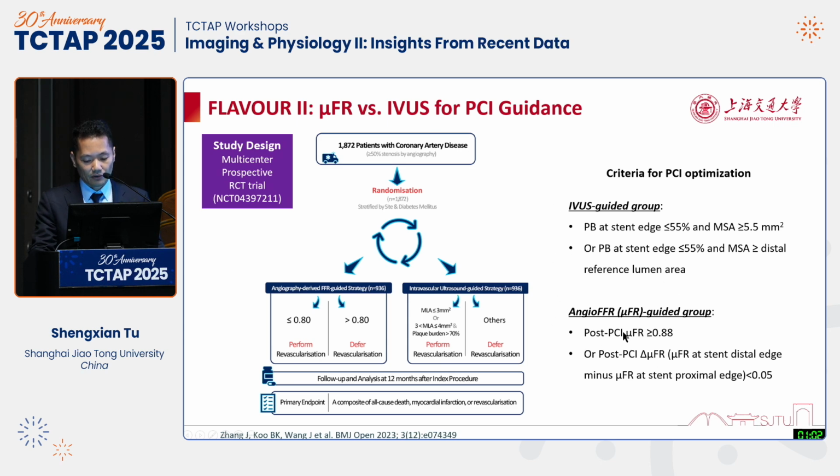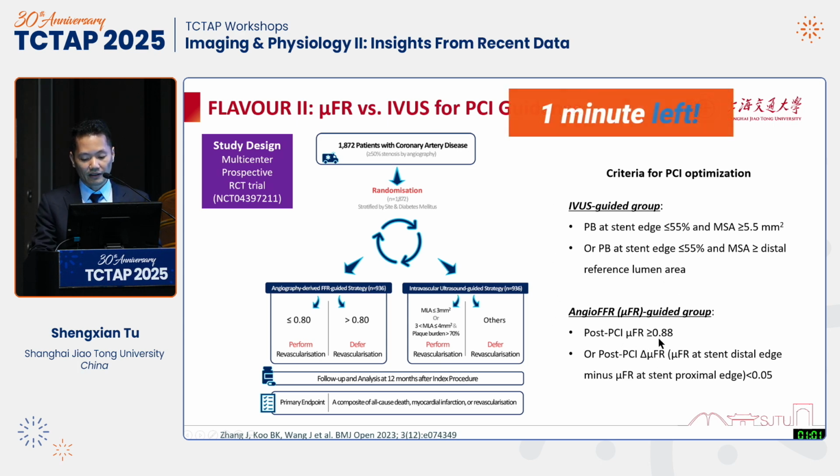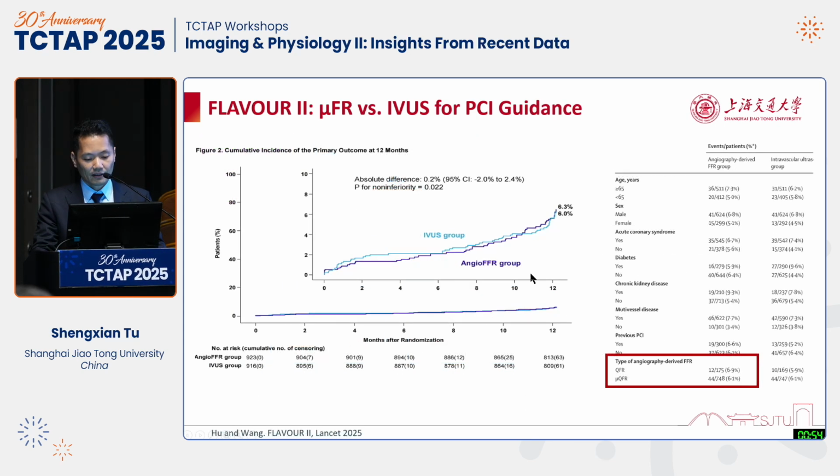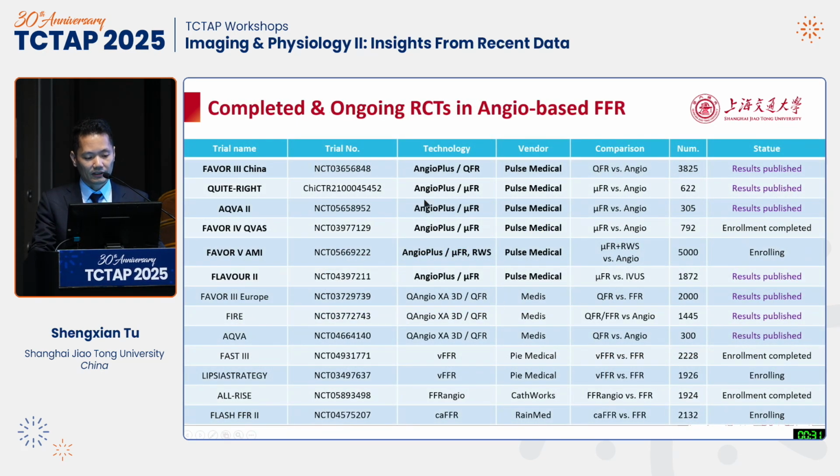So it defined the criteria as here: post-PCI mu-FFR less than 0.88 or post-PCI delta mu-FFR less than 0.05. And the result shows that mu-FFR is non-inferior to IVUS for PCI guidance at 1 year. As you can see, 80% were guided by the second generation single view mu-FFR. And the event rate actually is lower than the first generation, clearly indicating that the more automatic solution would be better in terms of result. So this summarizes many other studies. Some of them have been published and some of them are ongoing in the angio-guided PCI RCT study.